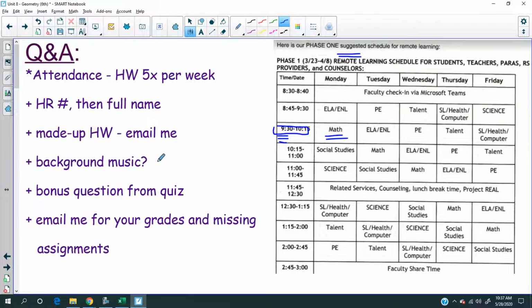I didn't hear any feedback on the background music. So maybe no background music then. Yeah, it's too distracting. When I watched it the second time, I couldn't concentrate. So never mind.